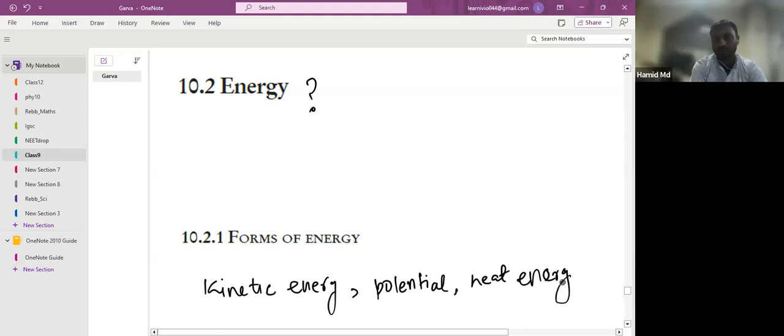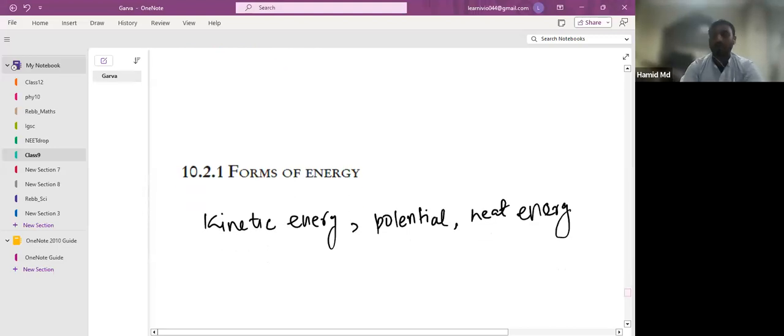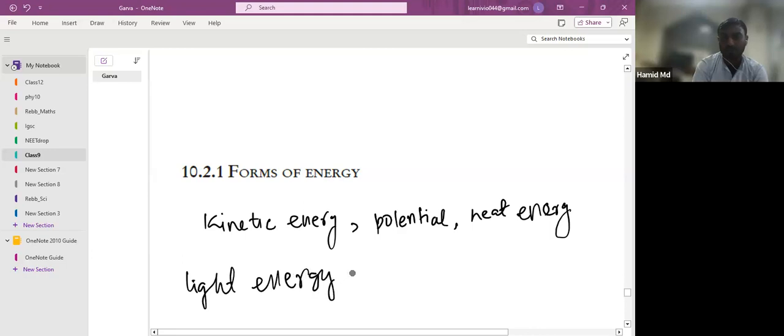Okay, what do you mean by heat energy? Sir, the heat produced by an object during work. Okay, so you may say that if you are heating an object like that. Then light energy. What do you mean by light energy? Basically, the light produced by an object during work.